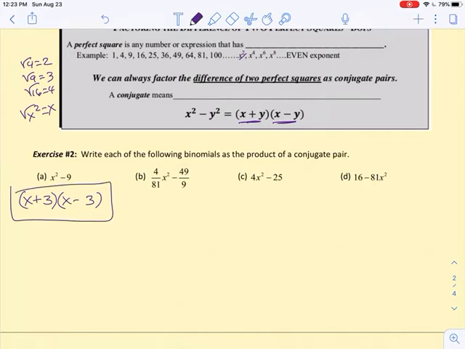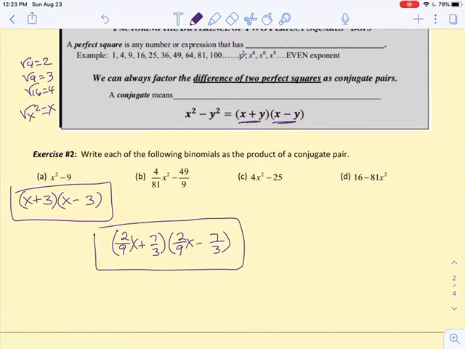Okay. B gets a little bit crazy right off the bat, but it's really just the same exact thing. I'm going to set up my two sets of parentheses. Now, the square root of 4 is 2, the square root of 81 is 9, and the square root of x squared is x. So I'm writing 2 over 9x in the first position for both of these parentheses. And then the square root of 49 is 7, the square root of 9 is 3, and then I'm going to write 7/3 in the second position. One's a plus, one's a minus. It doesn't matter if you write the plus or the minus first.